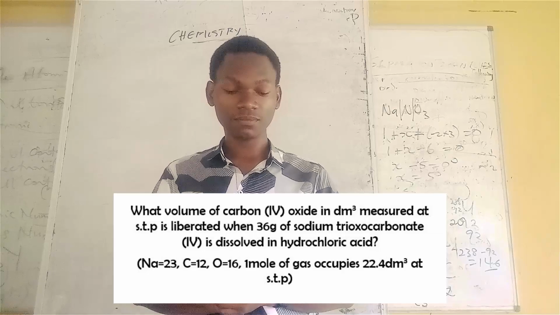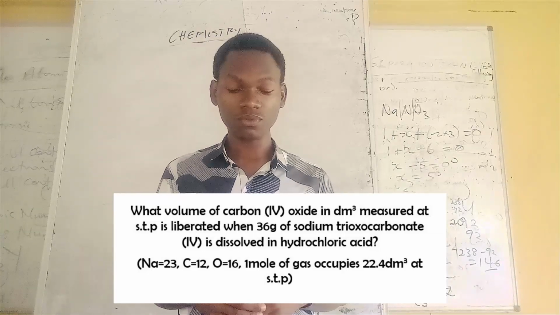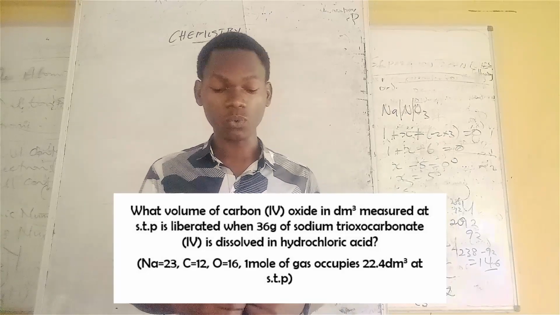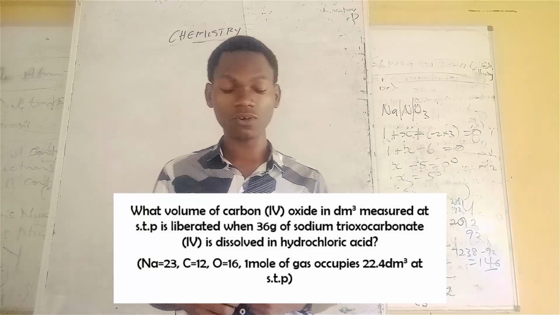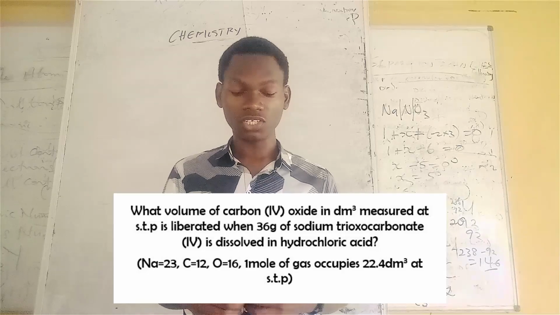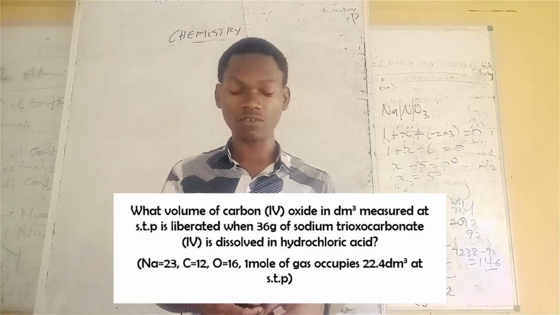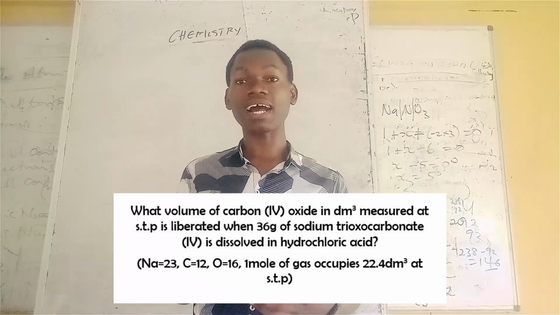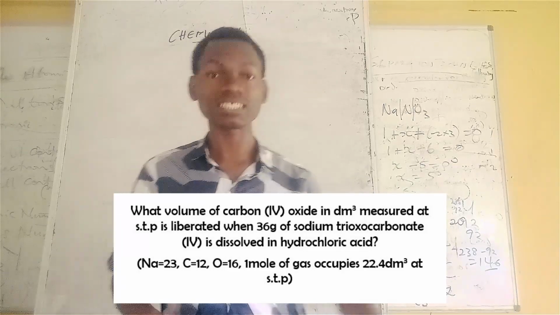The question says, what volume of carbon dioxide in dm³ measured at STP is liberated when 36 grams of sodium trioxocarbonate(IV) dissolves in hydrochloric acid? They also give us the molar masses: sodium 23, carbon 12, oxygen 16. And we also know that 1 mole of a gas is equal to 22.4 dm³ at STP.